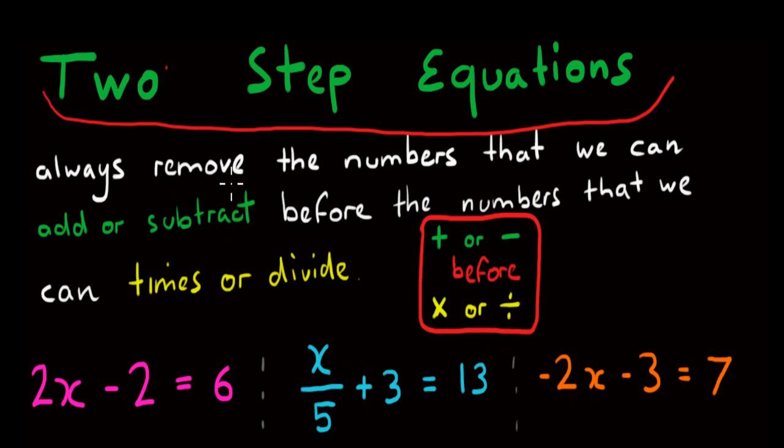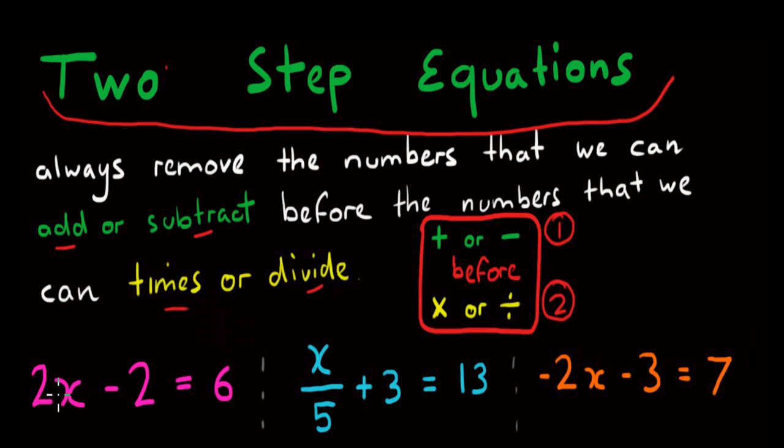First, we're going to remove any number that we can add or subtract. So any number that we can add or subtract, we'll do the opposite. And then once we've done that, we will remove any number that we can times or divide by. That's going to be our second step. So first step, plus or minus, and second step, times or divided by. That's why we call it the two-step equation. Now I go for example right here.